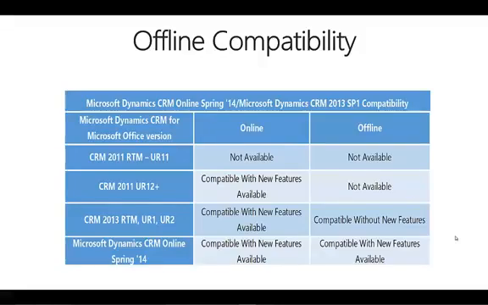A snapshot is taken when your online organization has been upgraded to Online Spring 2014, or if your on-premise server has been upgraded to Service Pack 1. That snapshot is going to be the status of the forms, saved query views, and your sitemap before the update and the new features. We will talk about that more shortly. The Microsoft Dynamics CRM Online Spring 2014 release, as well as Service Pack 1 for on-premise, will be compatible online and offline with all of the new features available.